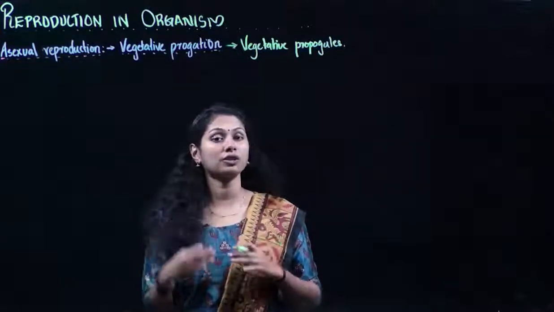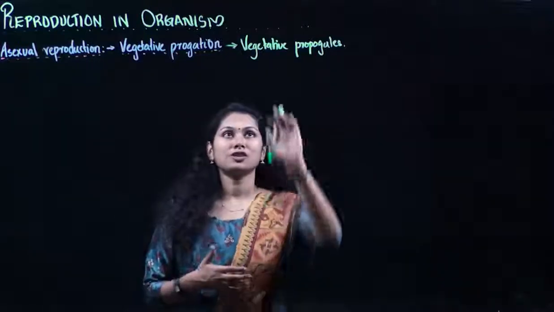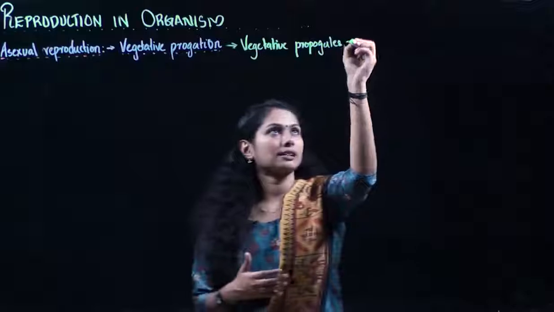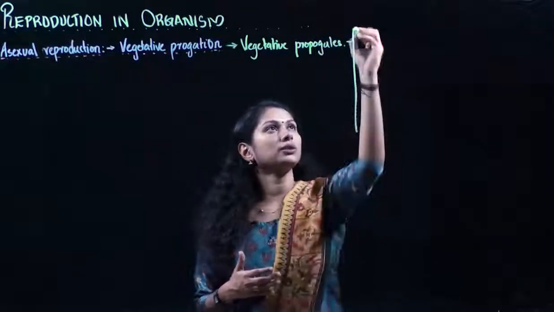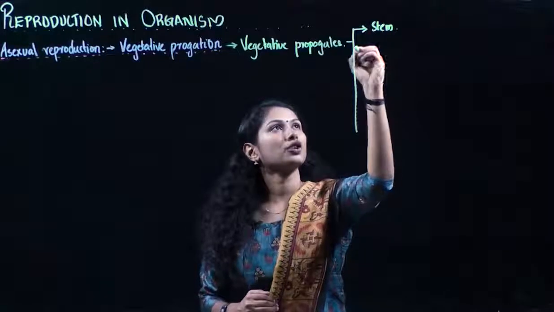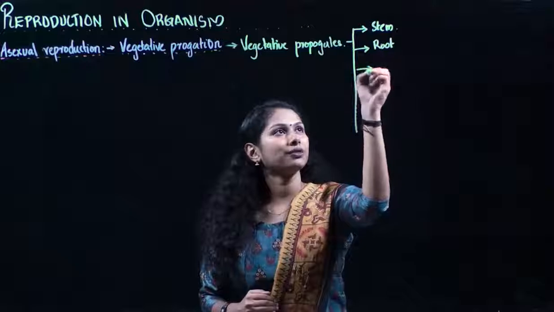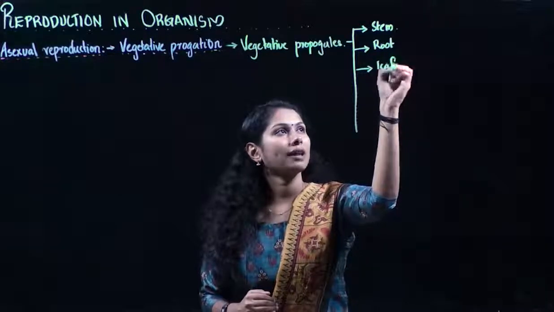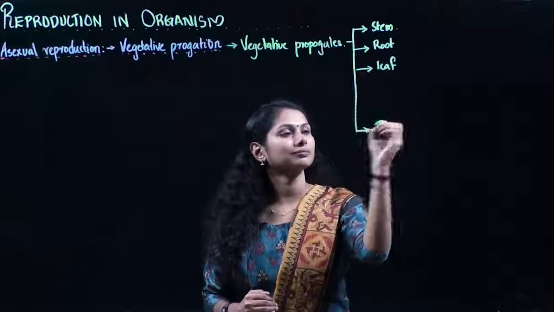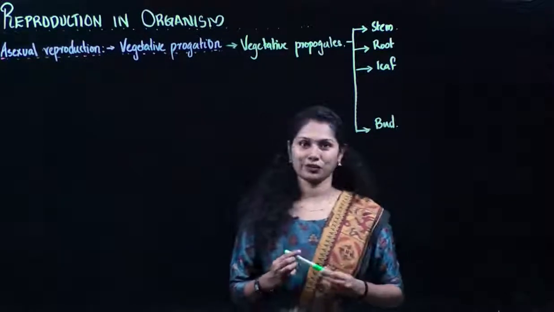And we are looking at the natural vegetative propagation that the plants themselves exhibit. So we can classify vegetative propagules into stem, root, leaf and bud. Let's check each of these.